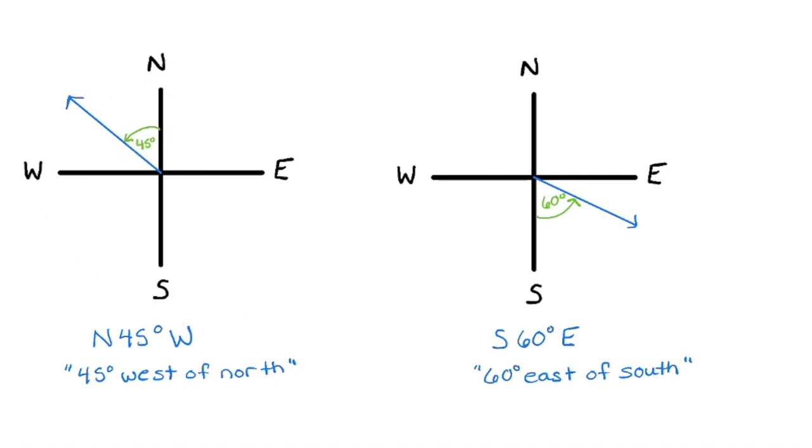In the second one, when we read this, we say 60 degrees east of south. So again, you're going to take your pencil and you're going to start pointing at south.